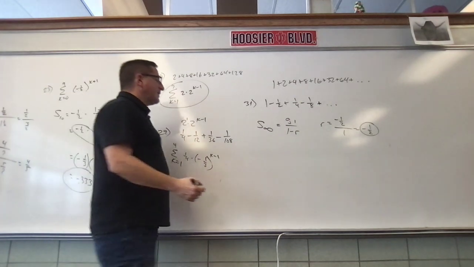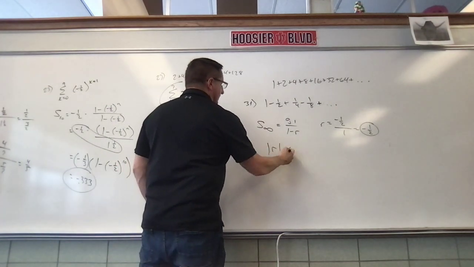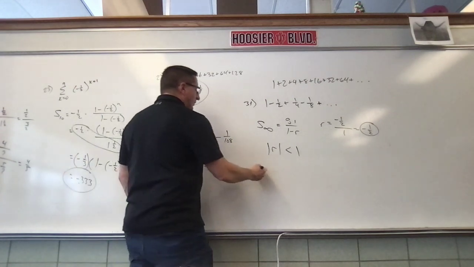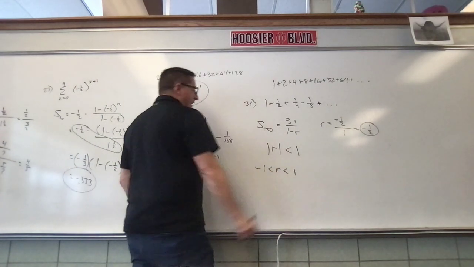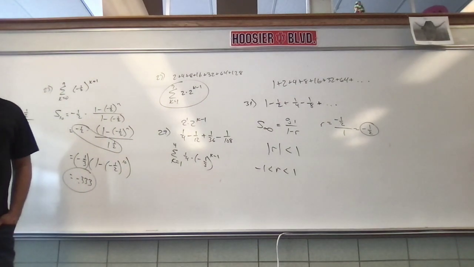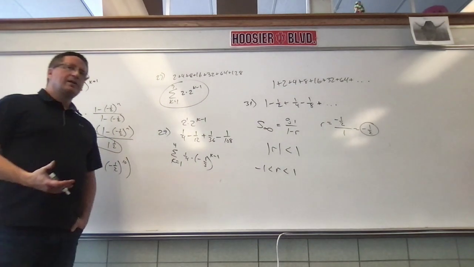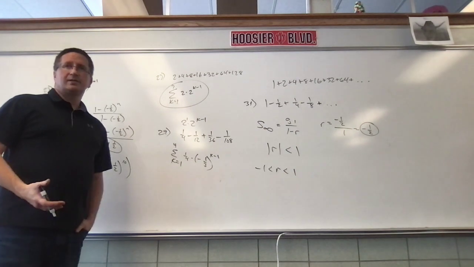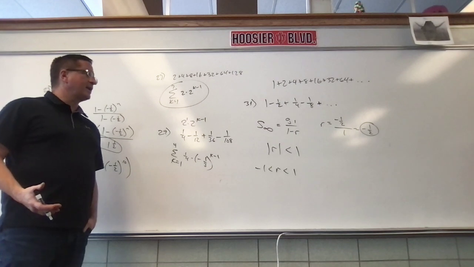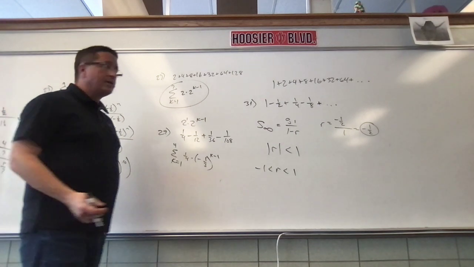What I told you to write down was the absolute value of r has to be less than 1. Another way of saying that is it's got to be somewhere between negative 1 and positive 1. So does this sum exist? Yeah, because your rate is between 1 and negative 1. Well, let's find out what it is.